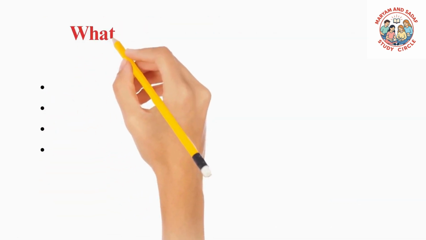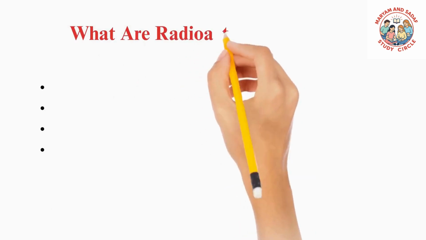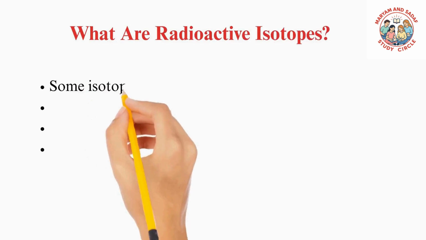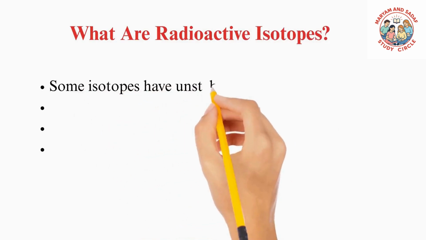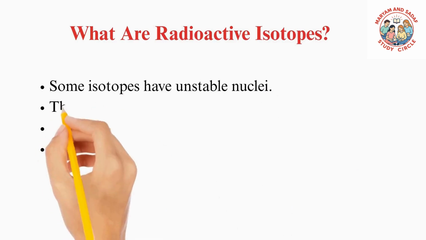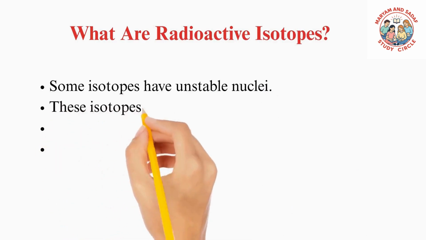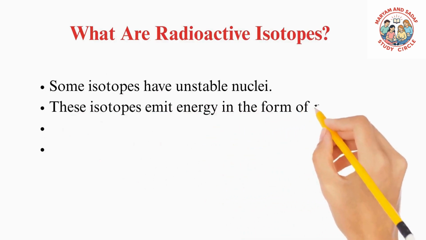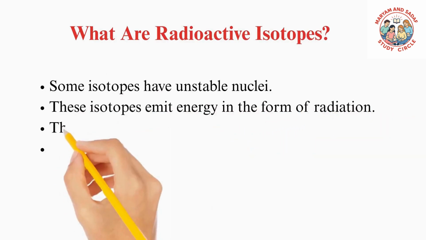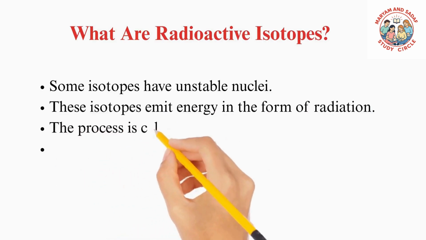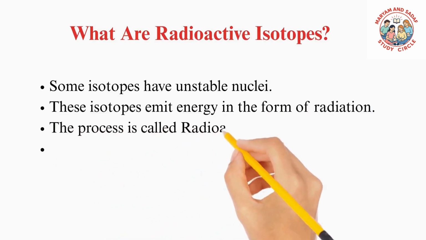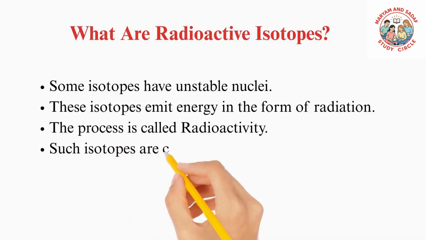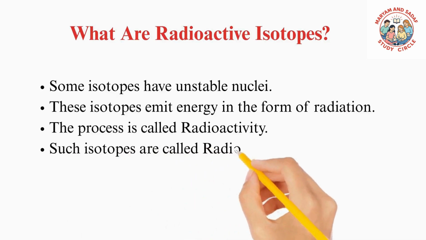What are radioactive isotopes? Some isotopes have unstable nuclei. These isotopes emit energy in the form of radiation. The process is called radioactivity. Such isotopes are called radioactive isotopes.